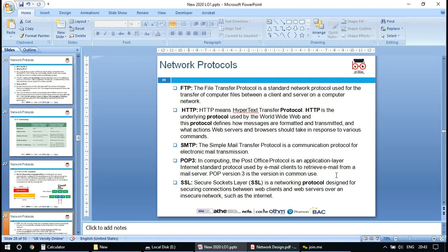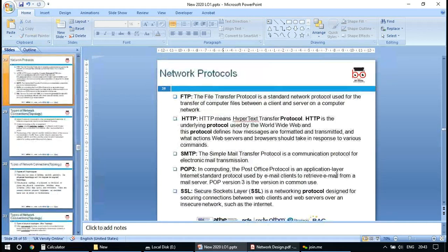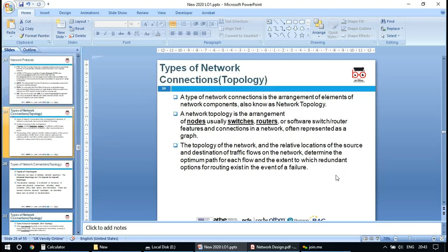Then furthermore, a few more protocols: HTTP, SMTP, POP3, SSL. These are the protocols. So you should be okay to study them in detail. Oh yeah, I'm fine. I'm really fine with them.